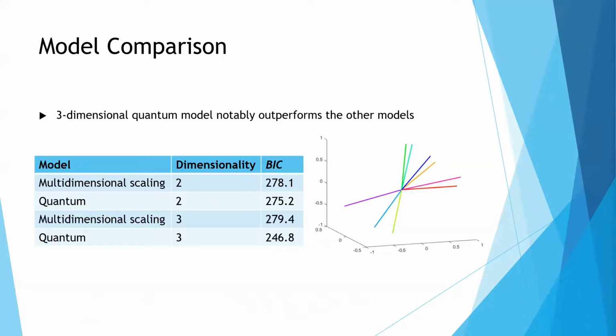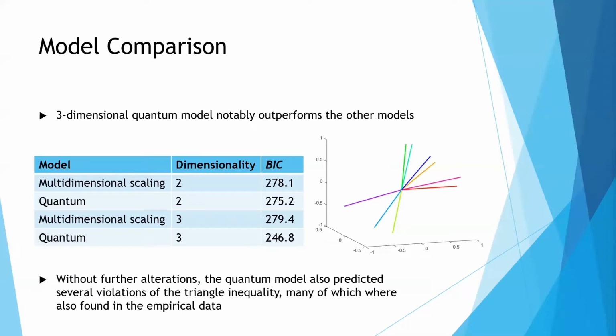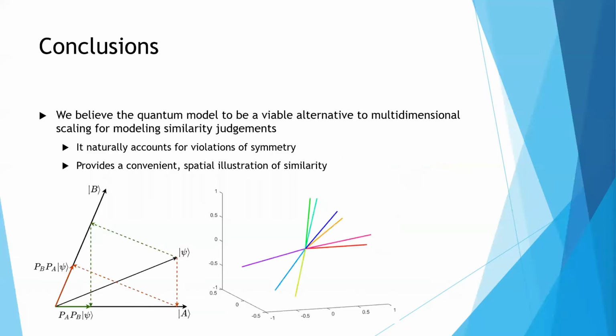And additionally, without any alterations to the quantum model, the model predicted several violations of another metric axiom, the triangle inequality, and many of these violations were also identified in the empirical data. Overall, we believe that the quantum geometric model offers a viable alternative to multidimensional scaling for modeling similarity judgments, as it naturally captures asymmetries in similarity judgments while still providing a convenient spatial illustration of similarity relations.